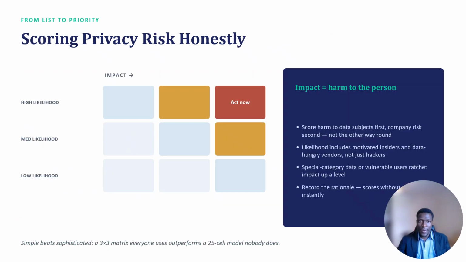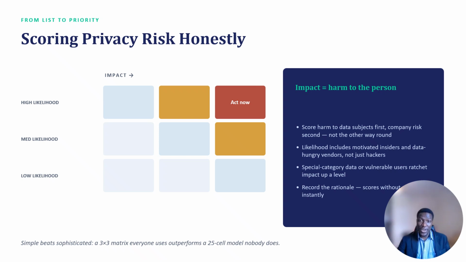Okay, now that we've got a threat list, which we did in our exercise, we need to prioritize it. So we need to make it a priority list. A 3x3 likelihood times impact matrix is genuinely enough. It's a simple model that everyone usually understands, and it beats most of the sophisticated ones that nobody actually uses.